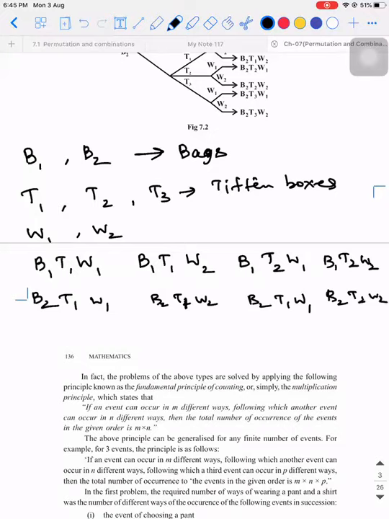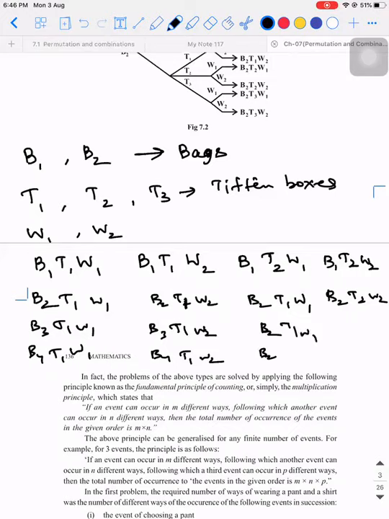Like this, if I keep on writing B1 and B2 with T1, T2, T3 and W1, W2, and if I exhaust everything, how many such possibilities are there? 12. So there are 12 possibilities.